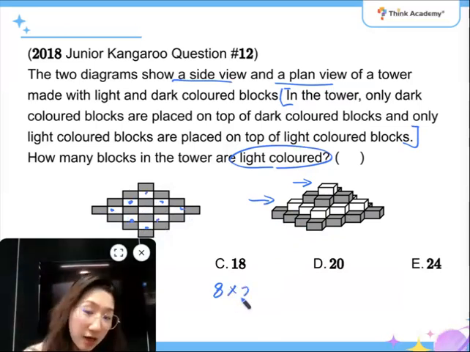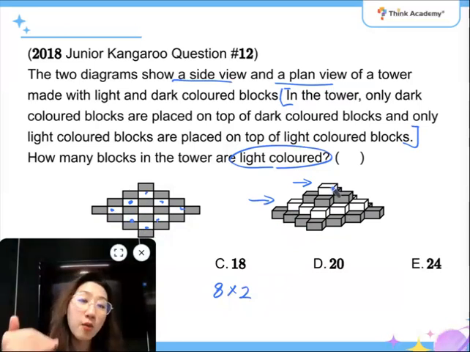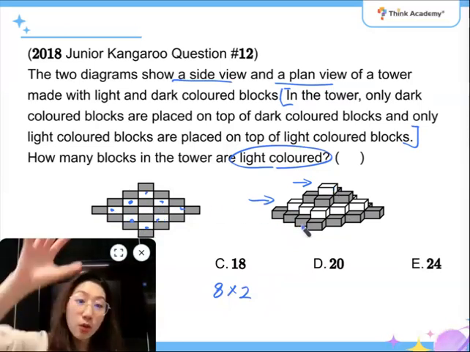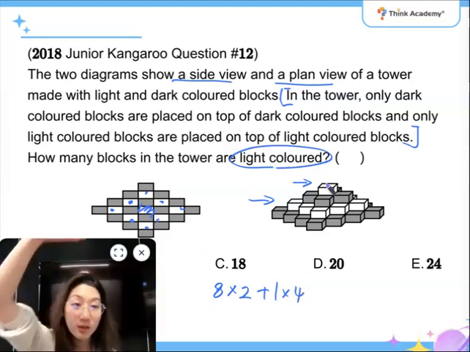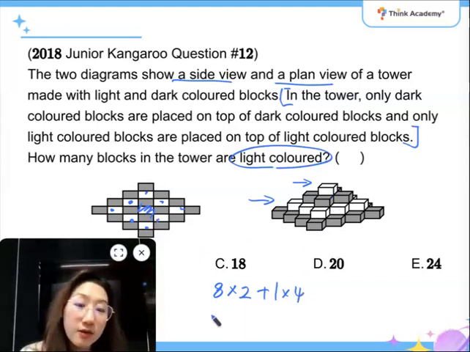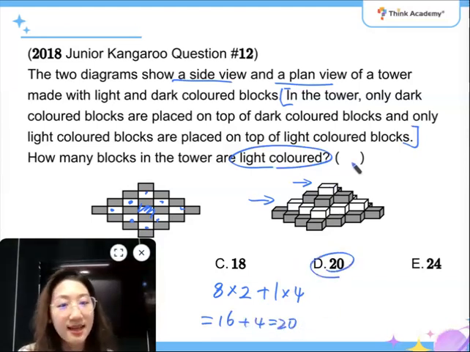That will give you 8 times 2. And then for the one at the 4th layer that we see, we know all the way down, they're all light color blocks. How many layers are there? 1, 2, 3, 4, 4 layers. So there's going to be 1 times 4 in the middle column. So if you add them up, you're going to have 16 plus 4, and that's going to give you 20 as the answer. Okay.